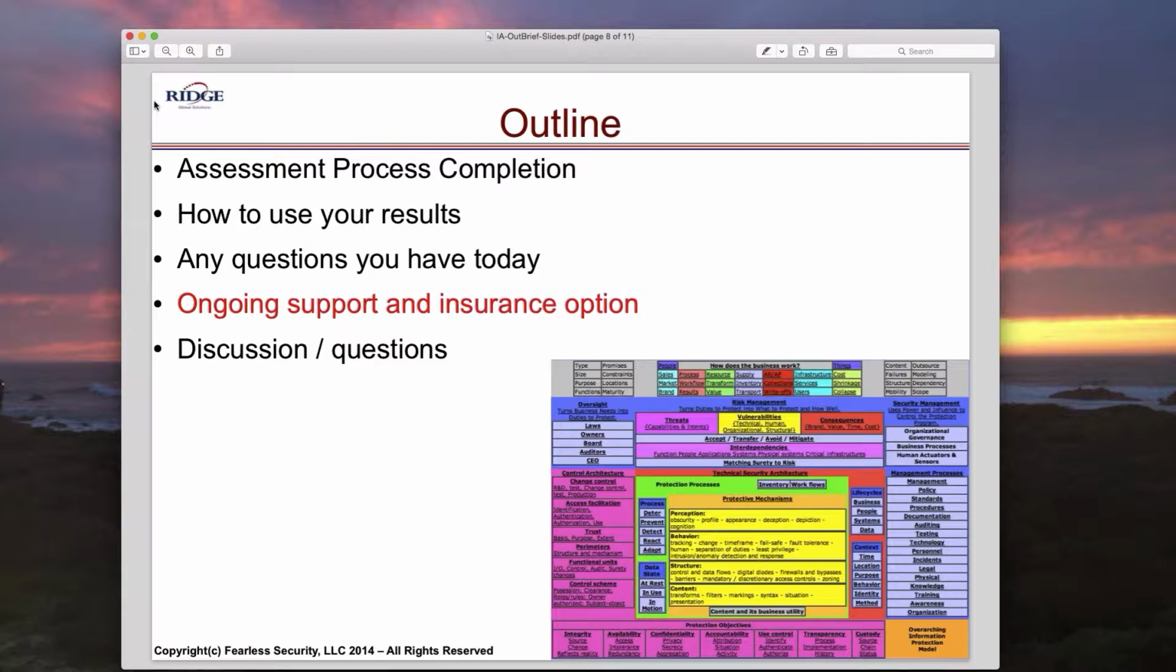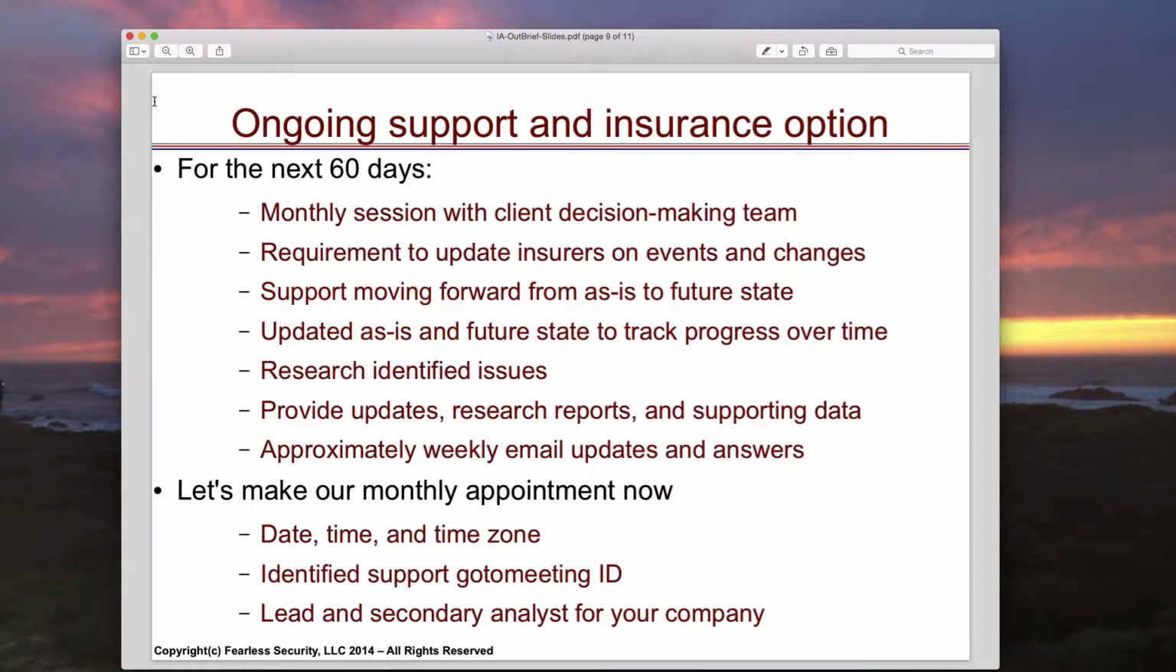If you're getting ongoing support in the insurance option, we walk through that in the out briefing. Basically, you have a monthly session with the client decision-making team. You're required to update insurers on events and changes. Changes to your protective architecture have to be updated so that the rating, how much you have to pay for insurance relative to what the potential payouts are, the retentions. That's how much you have to lose before the insurance kicks in. And whether you're insurable depends on that. So if you make changes, they need to be notified. They have a right to know.